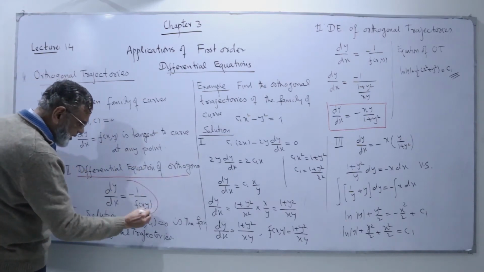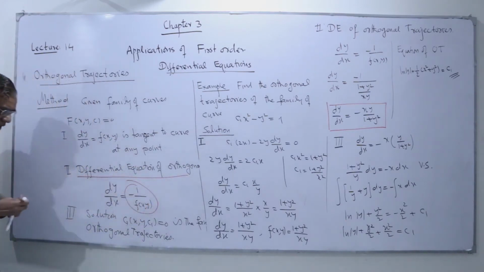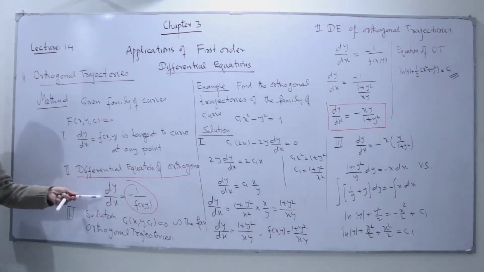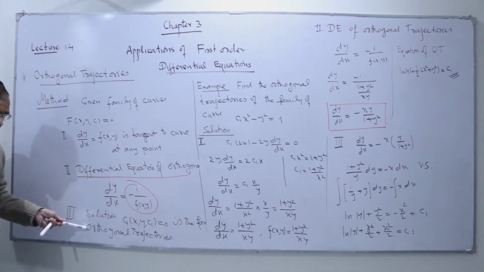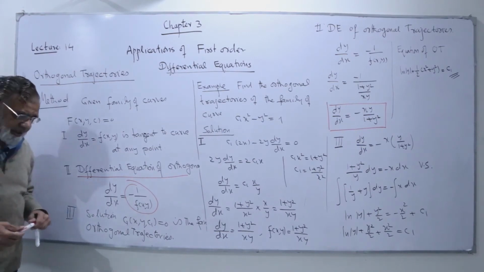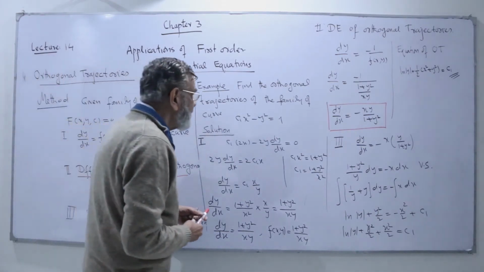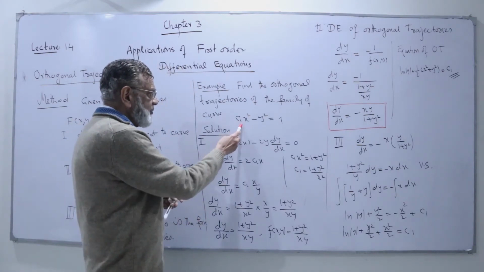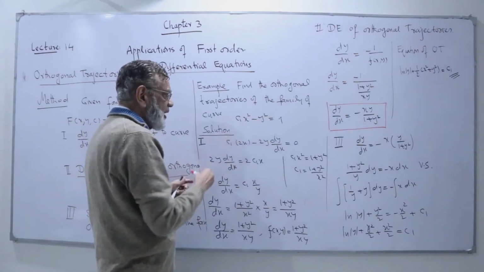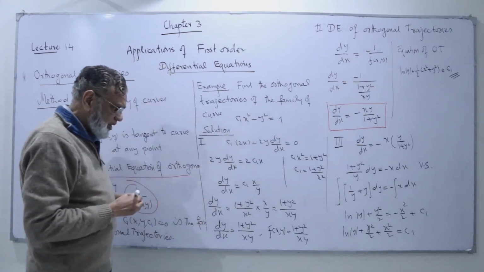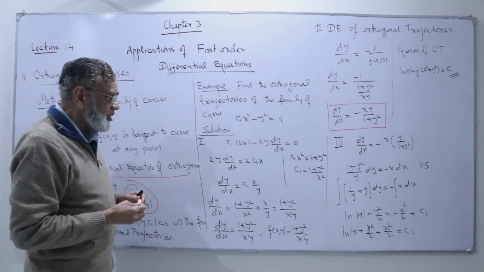Here we have to mark this is minus 1 over f(x,y). Then we have to solve the differential equation, and that will give you the family of curves for the orthogonal trajectory. I took this example: find the orthogonal trajectory of the family of curves c1 x square minus y square equal 1. This is my equation. First, I have to find the tangent to the curve.